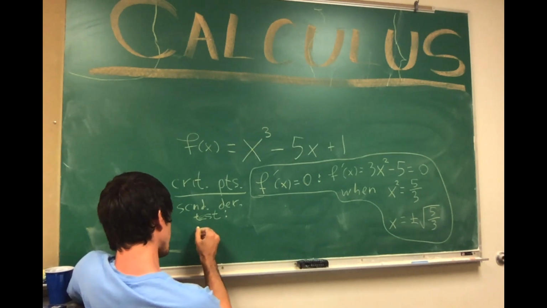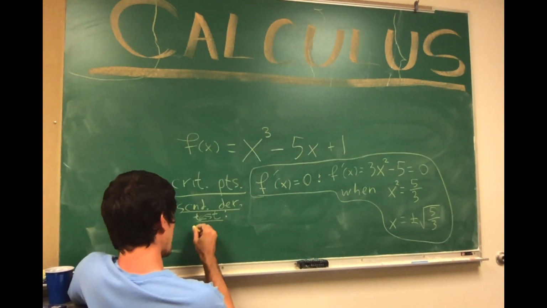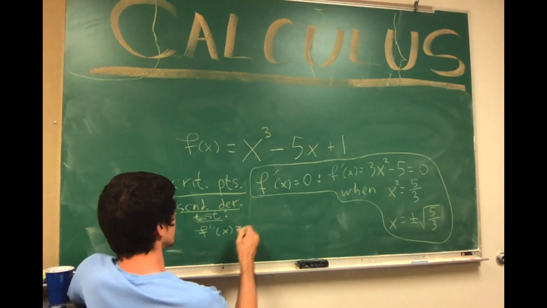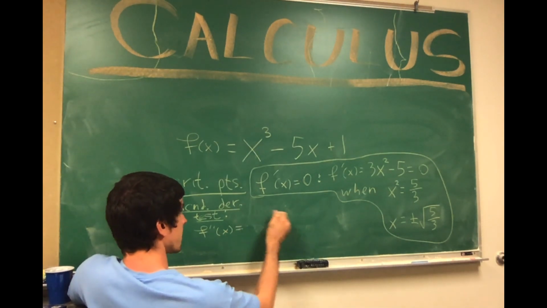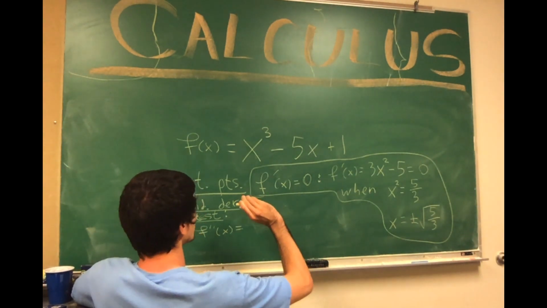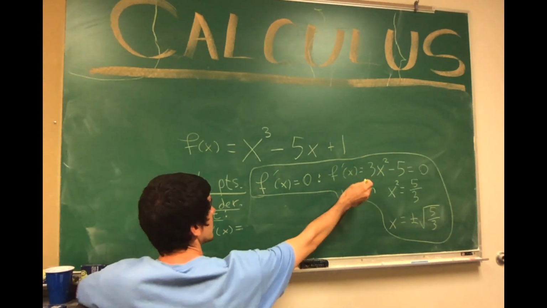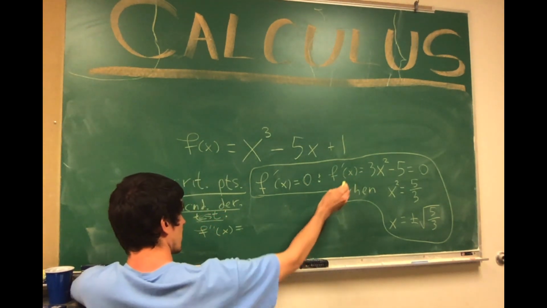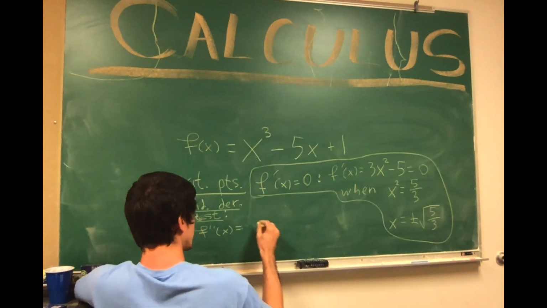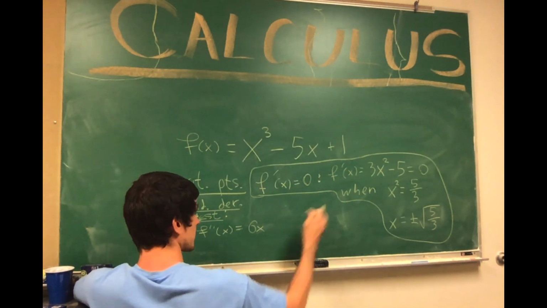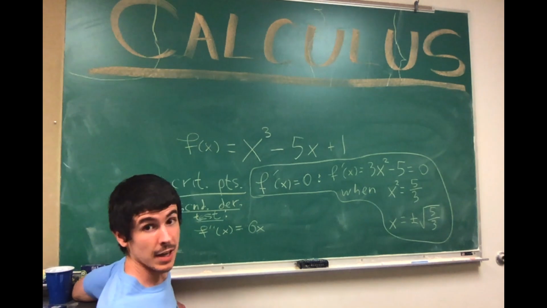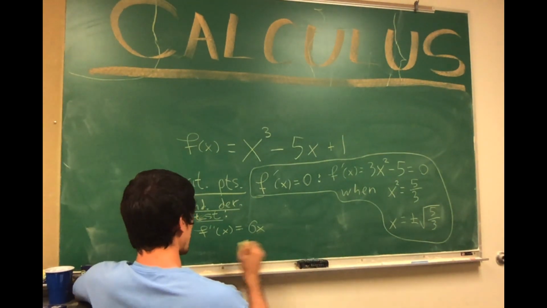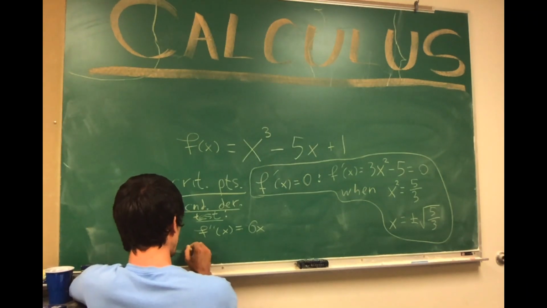So f double prime of x equals the derivative of f prime of x, so the derivative of 3x squared, which is going to be 6x, and then 5 is just a constant, so the second derivative is just 6x. So then let's plug that in at the two critical points.